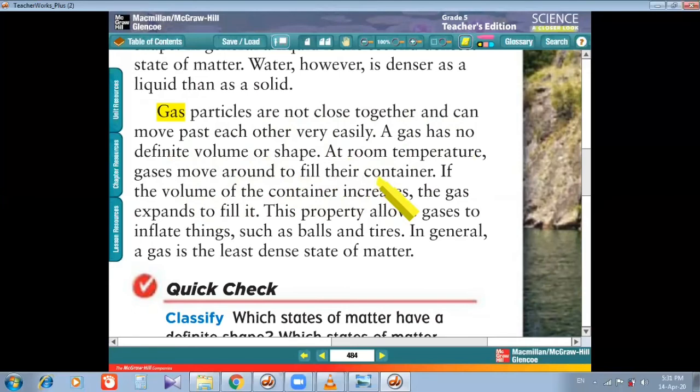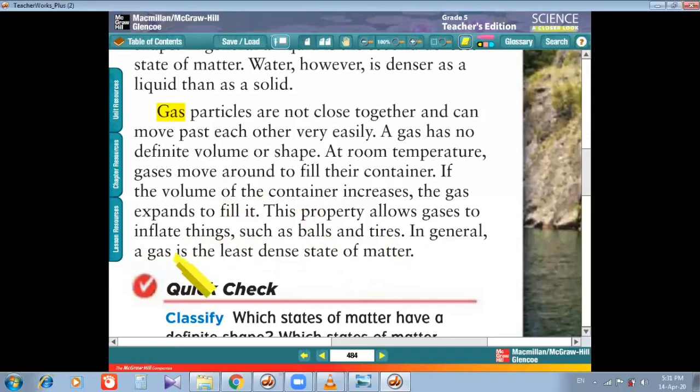At room temperature, they can fill their container. Whatever the volume of the container, they occupy all the space. If the volume of the container increases, the gas expands to fill it. If we increase the volume of the container, what will happen? The gas will also expand and it will occupy all the volume of the container. This property allows gases to inflate things such as balls and tires. Because of this property, gases inflate the balls and tires and balloons and everything.